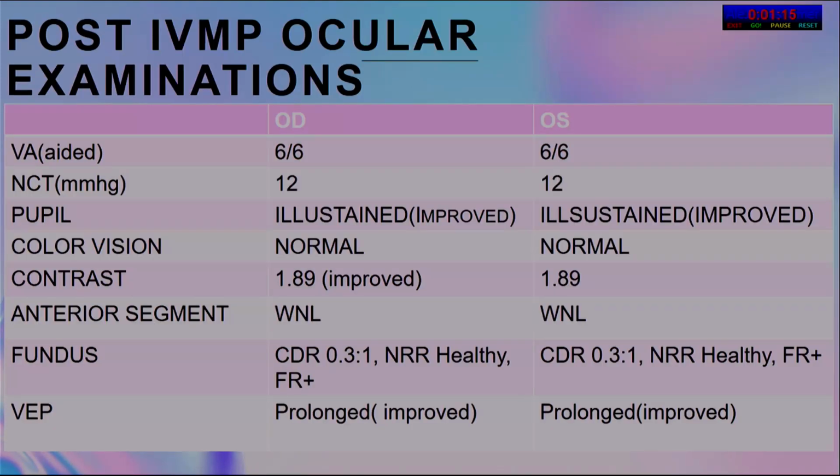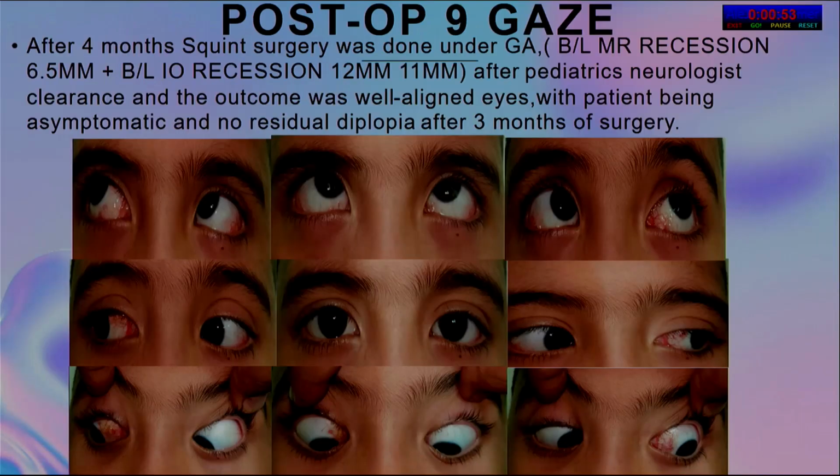This was the post-IVMP ocular examination, which revealed that color vision was normal, and contrast sensitivity had improved to 1.89, which was previously 1.65. VEP had also improved; although it was still prolonged, it had improved from the previous reading, which was 130 previously and 110 in the current reading. This was the post-op 9-gaze photo. After 4 months, squint surgery was done, bilateral MR recession with bilateral IO recession, after pediatric neurologist clearance, and there was no residual diplopia, and the child was asymptomatic.